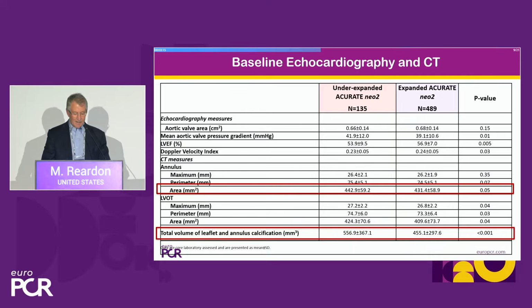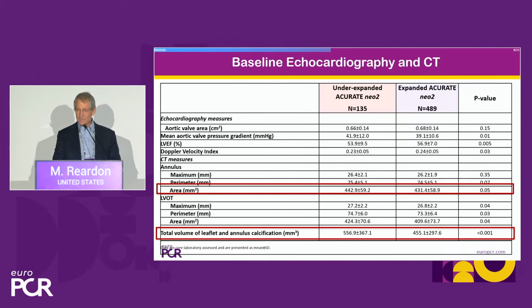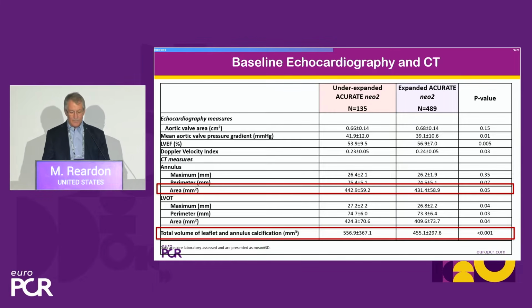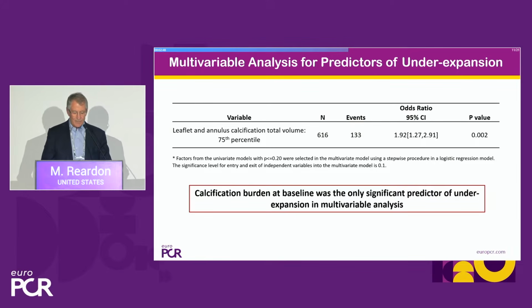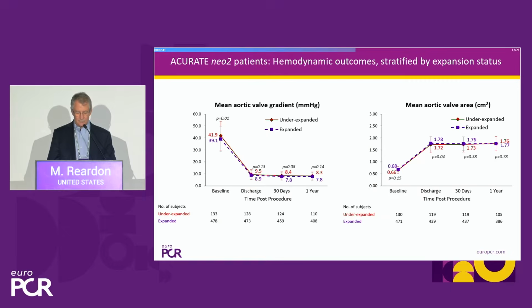If we look at the baseline echo, there's really only a difference in the total volume of calcium, more common in valves that weren't fully expanded. The larger valves and the ones that were unexpanded didn't quite reach statistical significance, 0.5. So trended towards larger valves and statistically more calcium. If we look at the procedural characteristics, there's no real difference in frequency of pre-dilatation, no difference in the size of the balloons, and no difference in the frequency of post-dilatation. And if we look at a multivariable analysis of the predictors of underexpansion, once again, the only thing that fell out was the level of calcification in these valves.